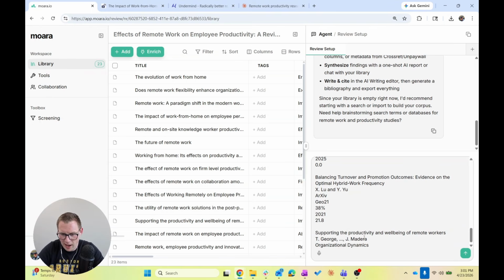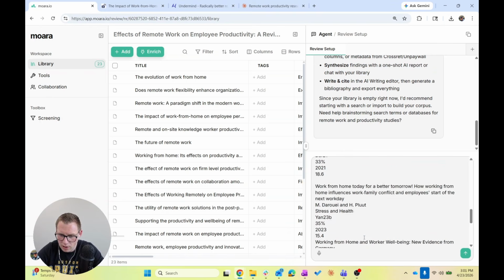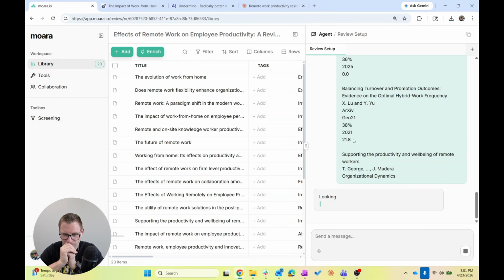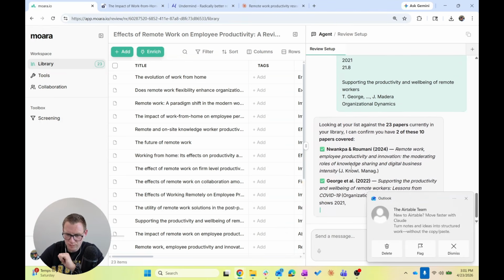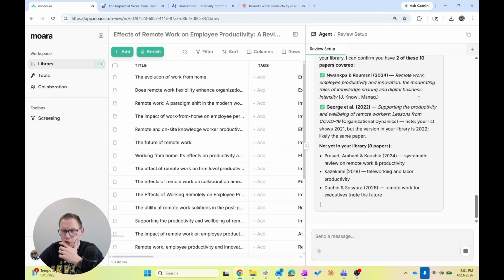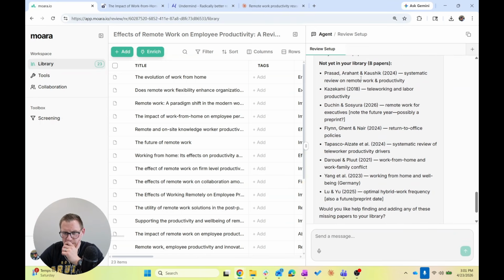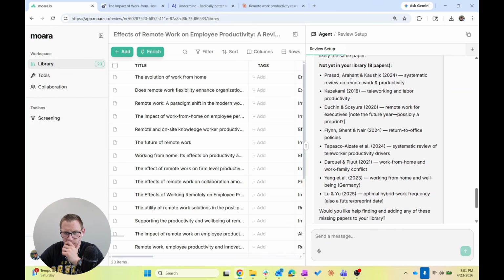And let's see if that copies in nicely. Okay, let's give that a shot and see what we get. 2 of 10 papers covered. Not yet covered. Systematic review on remote work. All right, let's look through this. All right, so teleworking and labor productivity, remote work for executives.